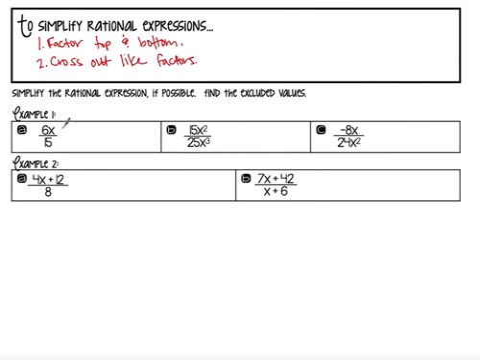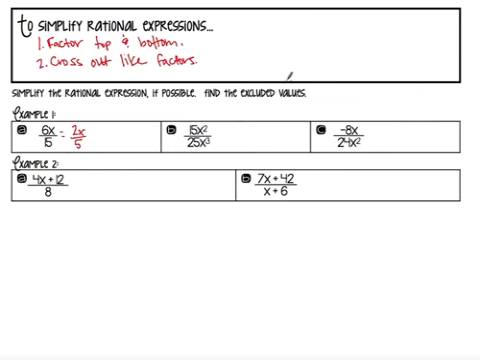So in example 1, if we want to simplify the rational expression and find the excluded values, the first thing that we would do is say, okay, I have a 6x on top and a 15 on the bottom, so I can't factor the top or the bottom, but I can say 6 and 15 have 3 in common. So I could divide the top and the bottom both by 3, and if I divide the top by 3, that would give me 2x, and if I divide the bottom by 3, that would give me 5. So I would have 2x over 5.